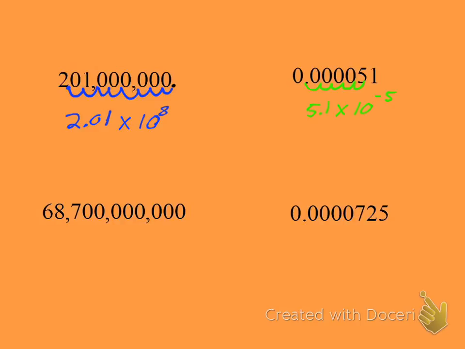So the third one here, I kind of take jumps too. 1, 2, 3, 4, 5, 6, 7, 8, 9, 10. You don't need to write it out, especially if it's written with commas, because they put a comma every third. If they put a comma every third, I don't need to count it out every single time. So this becomes 6.87 times 10 to the 10th.